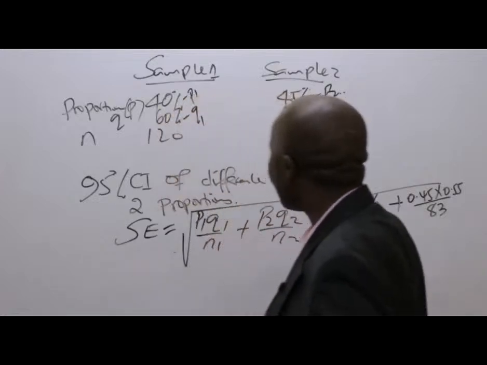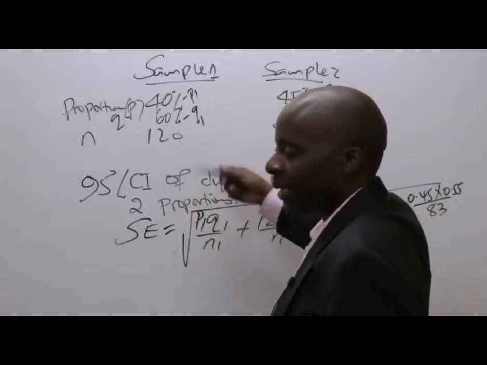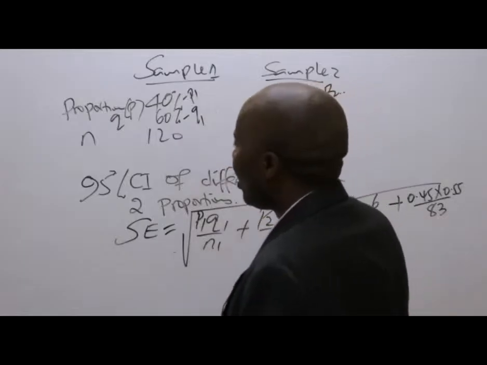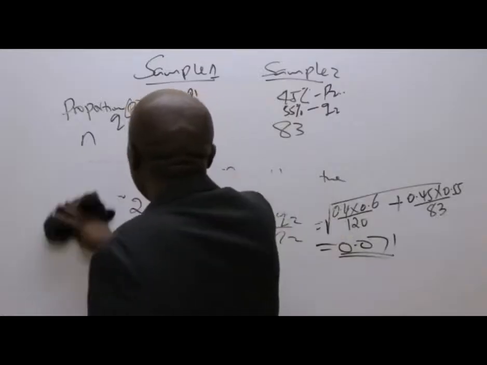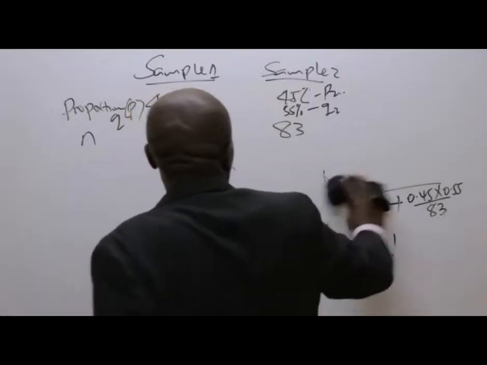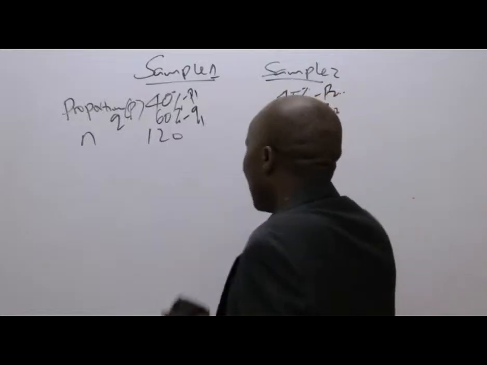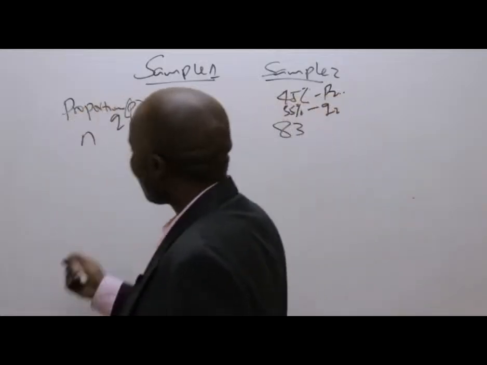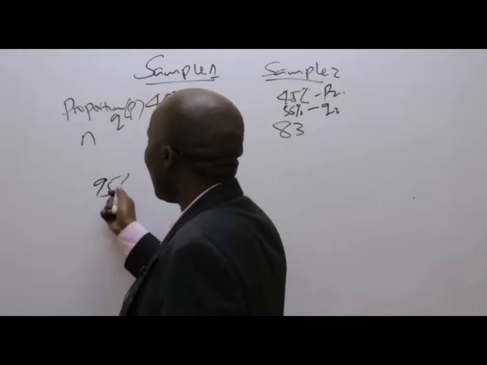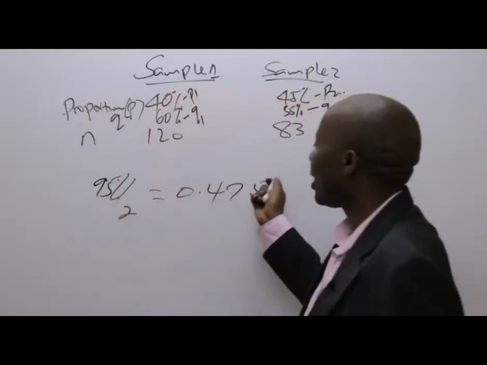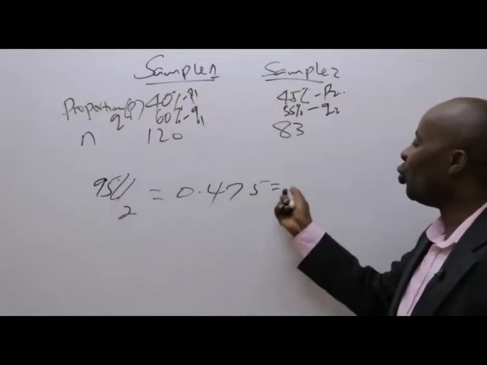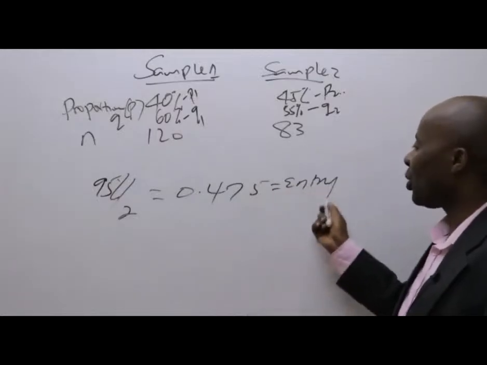I know that this is Z, because I can see how big my samples are. So being Z, what I need to do is to come and divide this 95% into 2. When we divide 95% into 2, this will give us 0.475. And for sure, this is what we call the entry.